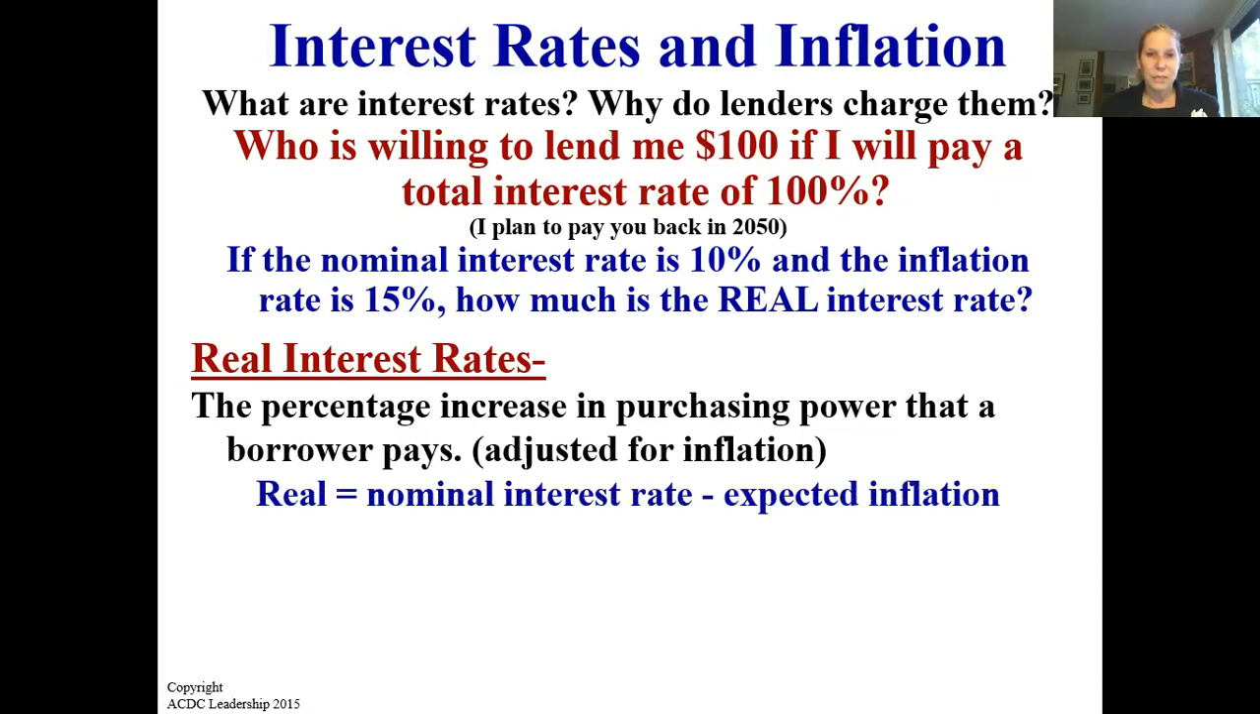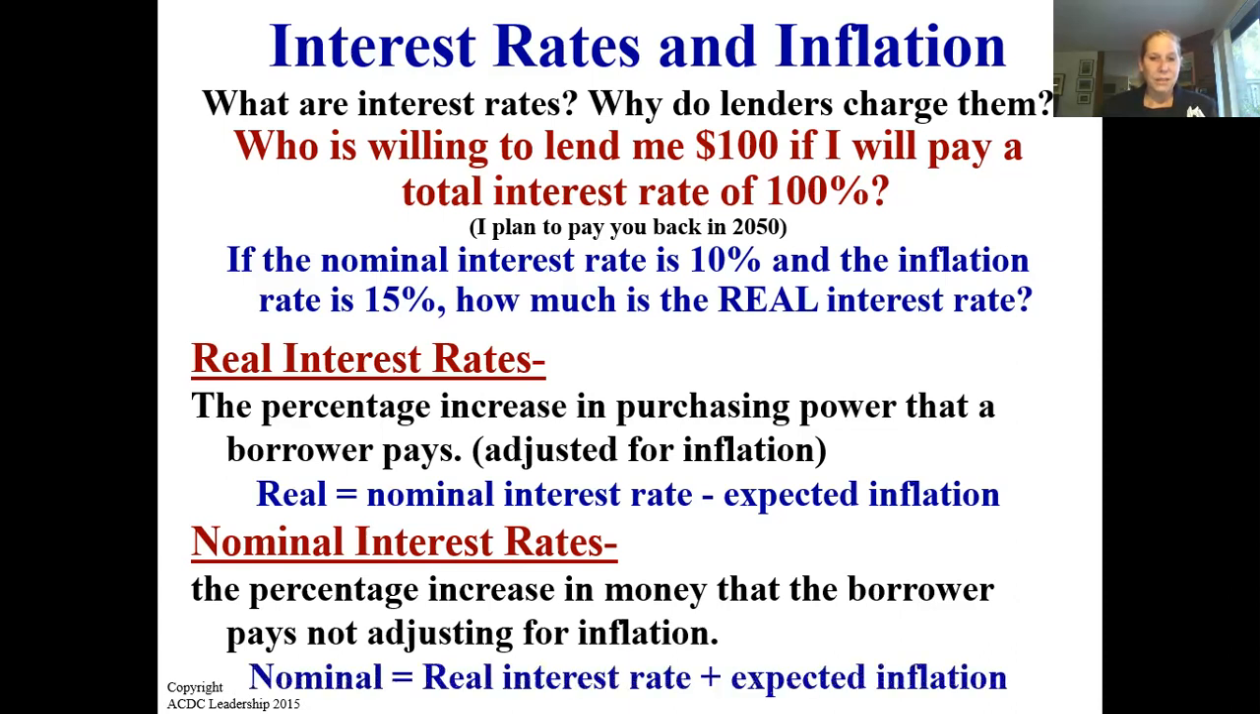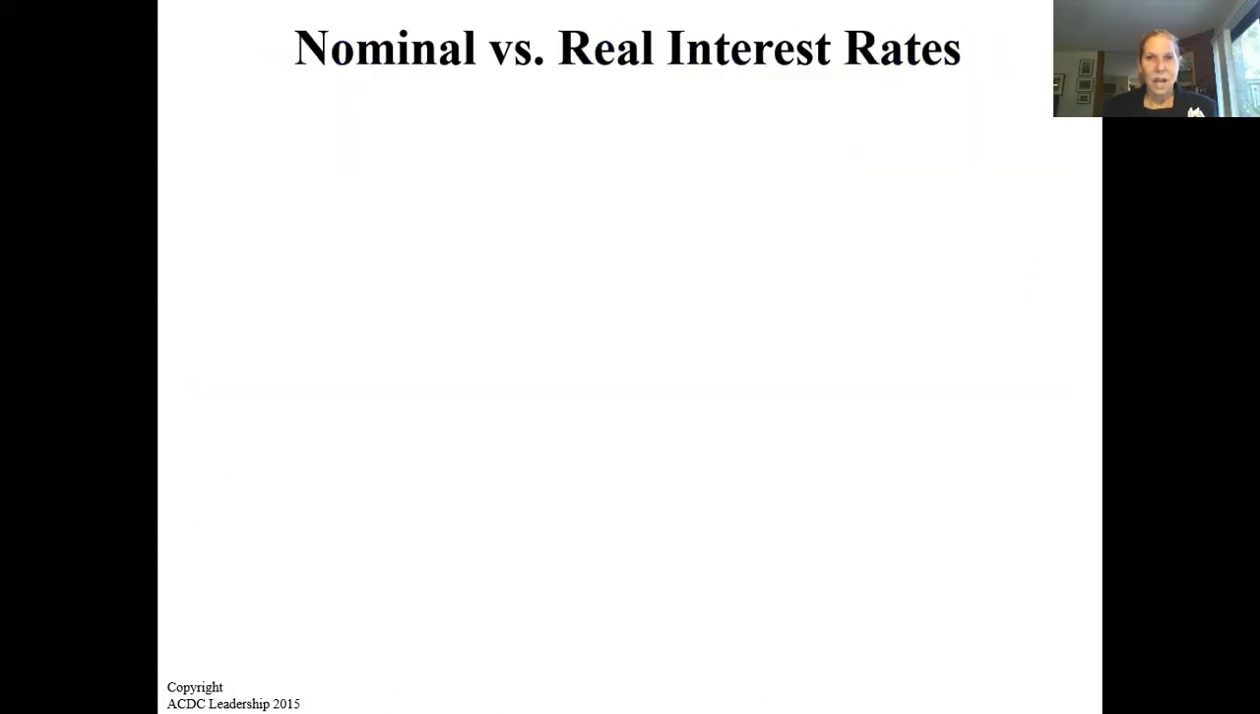The real interest rate equals the nominal interest rate minus the expected inflation. So nominal interest rates are the percentage increase in money that the borrower pays, not adjusting for inflation. Nominal interest rate equals the real interest rate plus the expected inflation. Nominal versus real interest rates, continued.